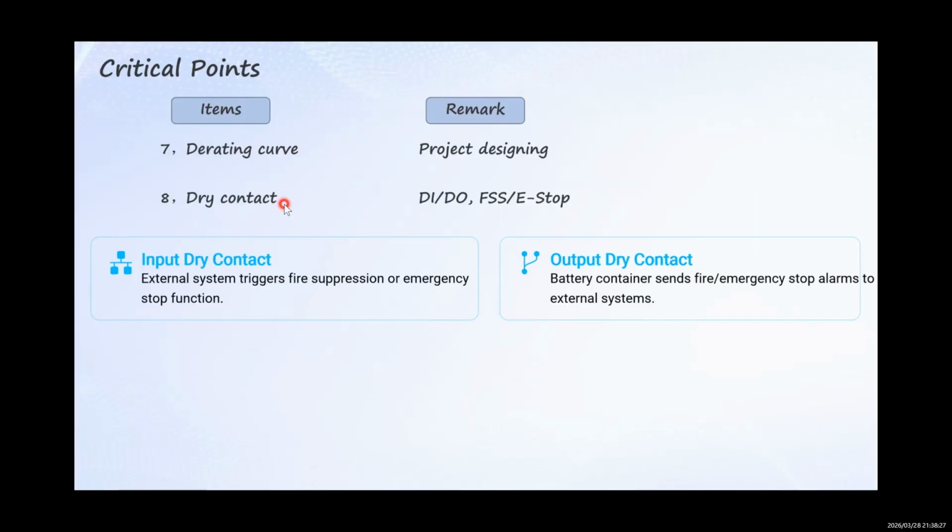Dry contact. Check in advance whether the dry contact function is needed or not. Input dry contact means an external control system sends a signal triggering the fire suppression function or emergency stop function of the battery container. Output dry contact means when the battery container triggers a fire suppression fault or emergency stop fault, the alarm message will be sent to the external control system.